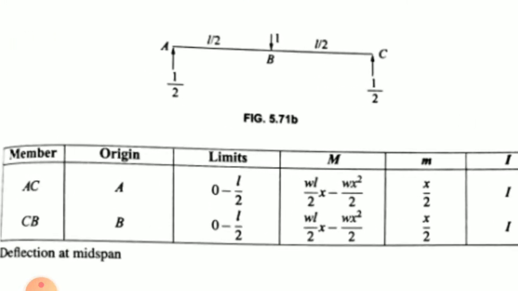Drawing the table, I will divide it into two parts. First member is AC, C is the center, here it is wrongly shown, C is the center and A is one support, B is another support. So AC is one part, that is left part, and CB is the second part. For both the cases, the limits are 0 to L by 2.